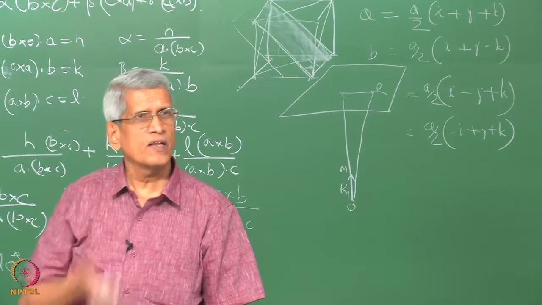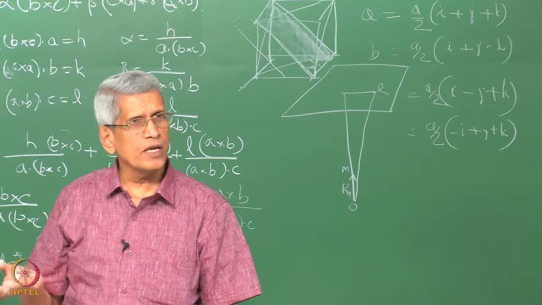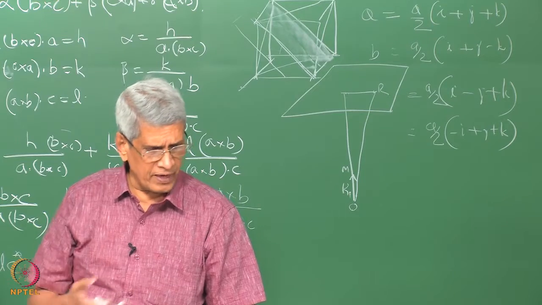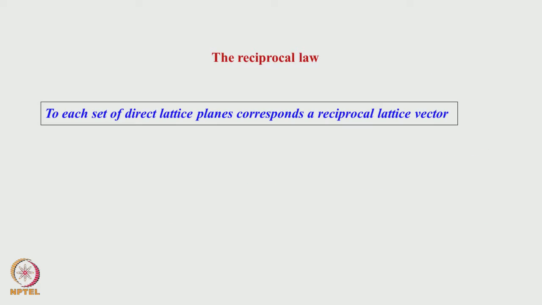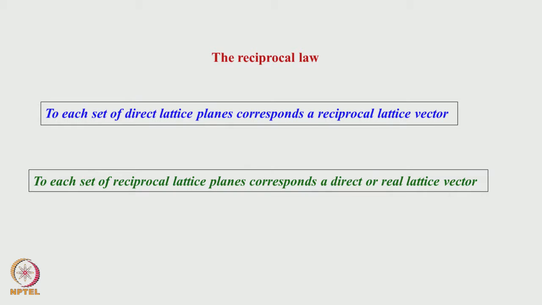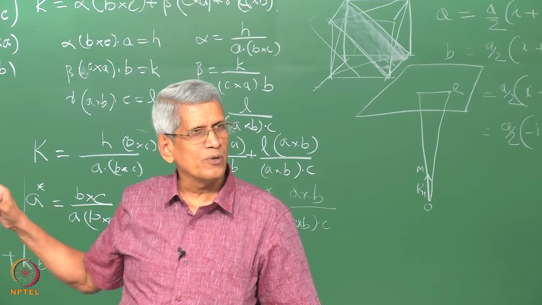Suppose we have to construct this, what is the geometrical way in which we can construct a reciprocal lattice? This is the same mathematical operation. The mathematical way is the most elegant way of looking at it. This is the reciprocal law: each set of direct lattice planes corresponds to a reciprocal lattice vector. Similarly, for each set of reciprocal lattice planes, there corresponds one direct vector. That is a different way of interpreting the same expression, k dot r should be equal to an integer.